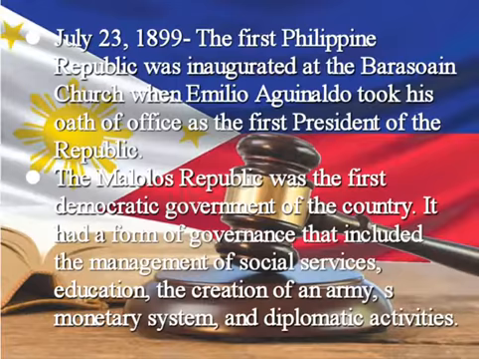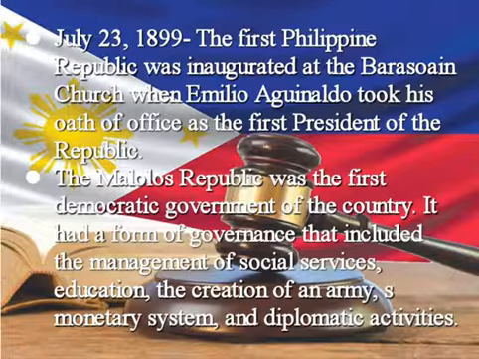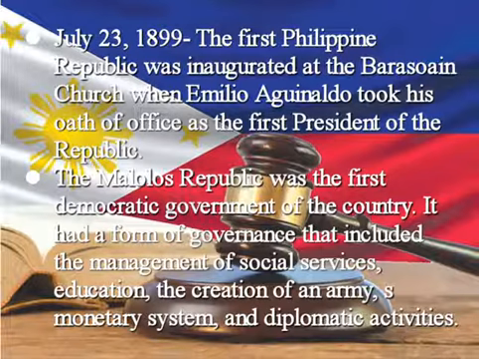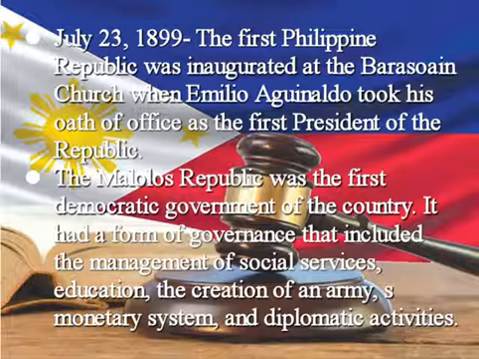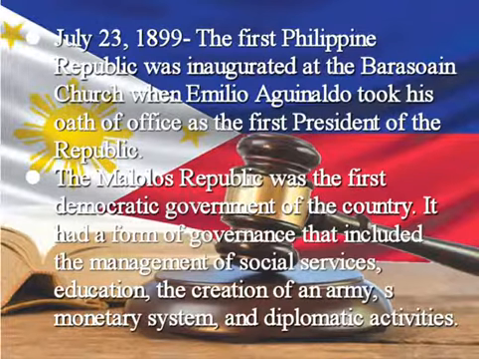On January 23, 1899, the first Philippine Republic was inaugurated at the Barasoain Church when Emilio Aguinaldo took his oath of office as the first president of the Republic. The Malolos Republic was the first democratic government of the country.